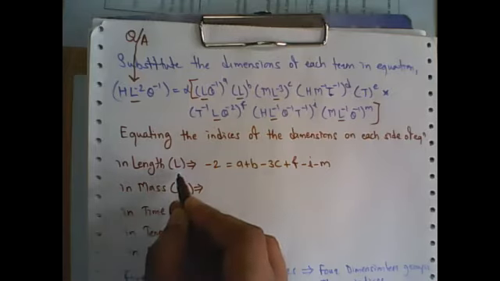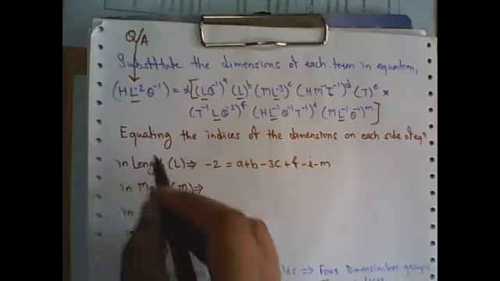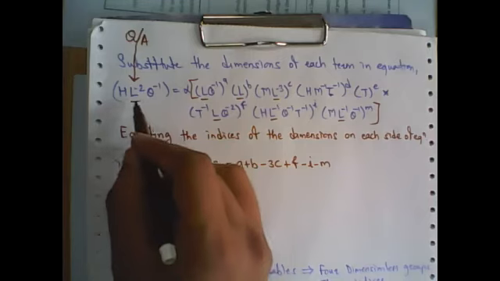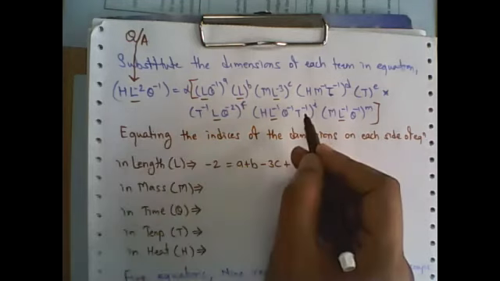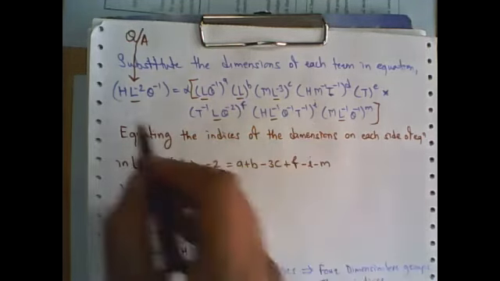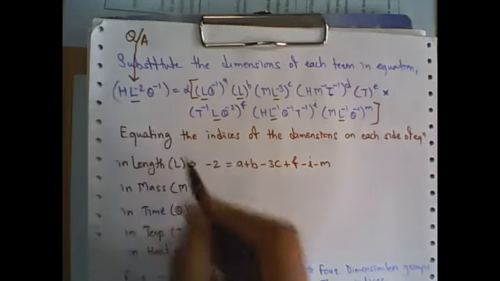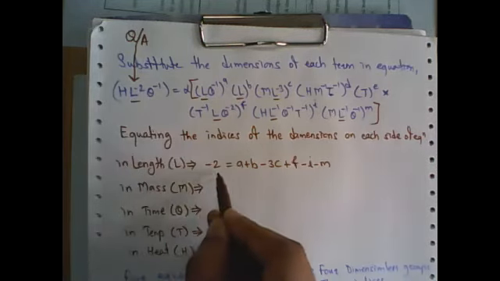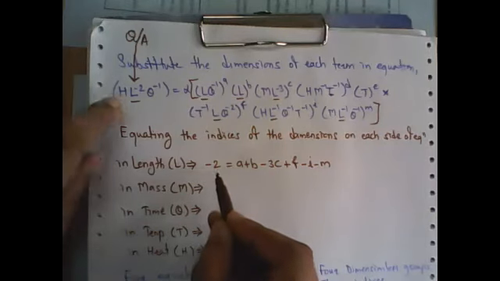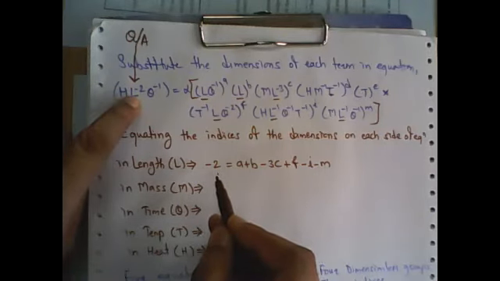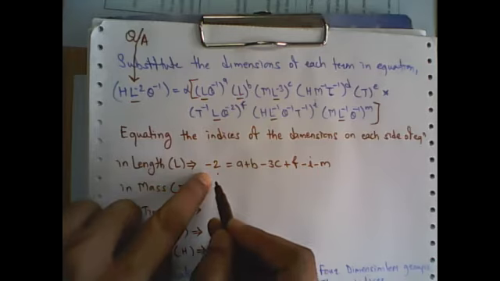Now if I take length as the first dimension, then I have to observe this L on the left hand side as well as on the right hand side. On the left hand side, L is raised to minus 2. So we have to equate these indices. L raised to minus 2, that is why I have written here minus 2.